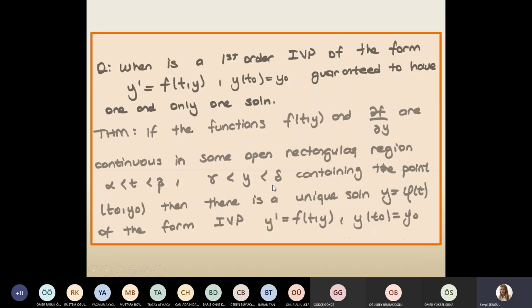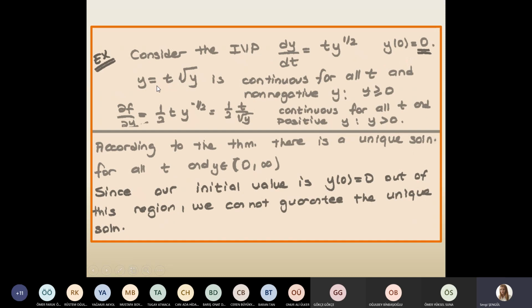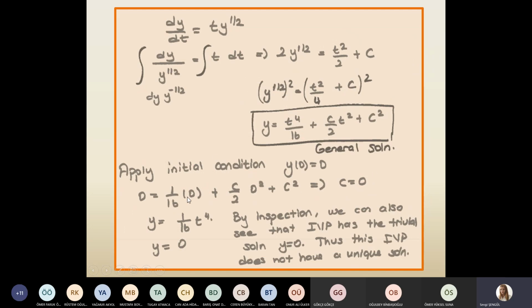Again, I'm repeating. To make sure that we can have a unique solution, we need to check the regions where f is continuous and the derivative of f with respect to y is continuous. Once we find these regions, you need to get the intersection of these two, and you need to check your initial value. You need to choose the region that your initial value is in. And in this one, since your initial value is not inside this region, you cannot say anything about a unique solution. And in that one, we showed that there is more than one solution. This is one solution, this is another, and maybe you can find more. Okay?